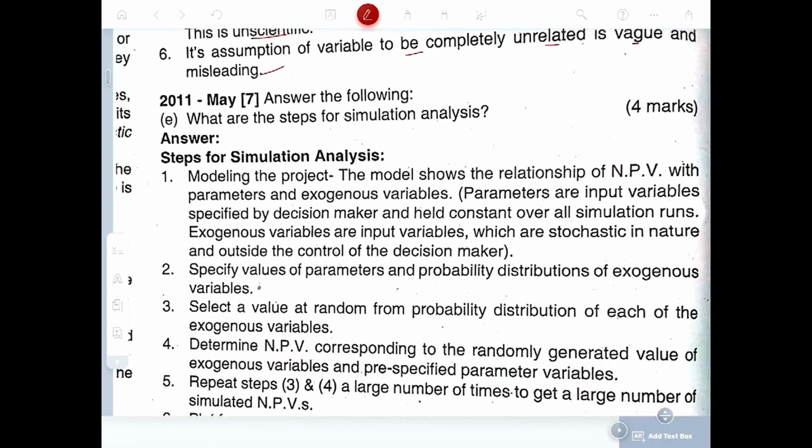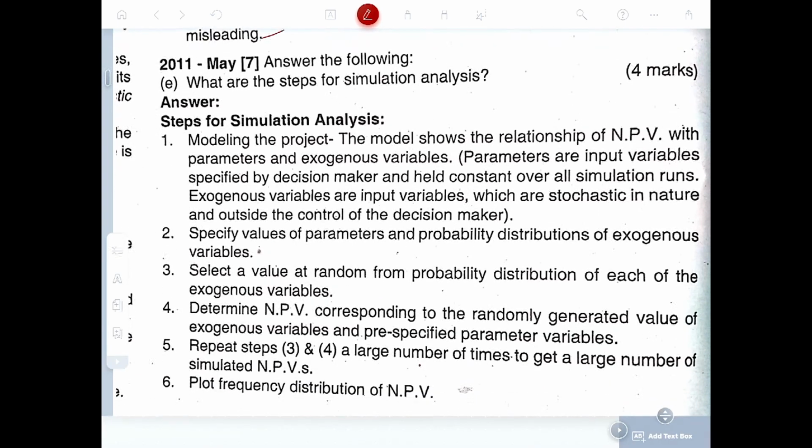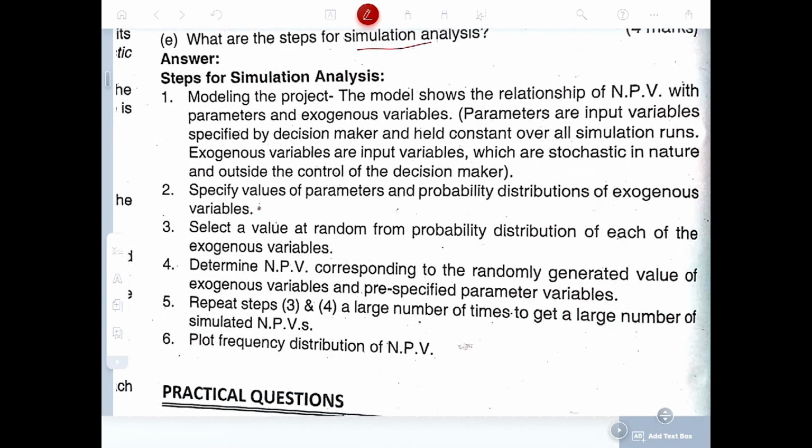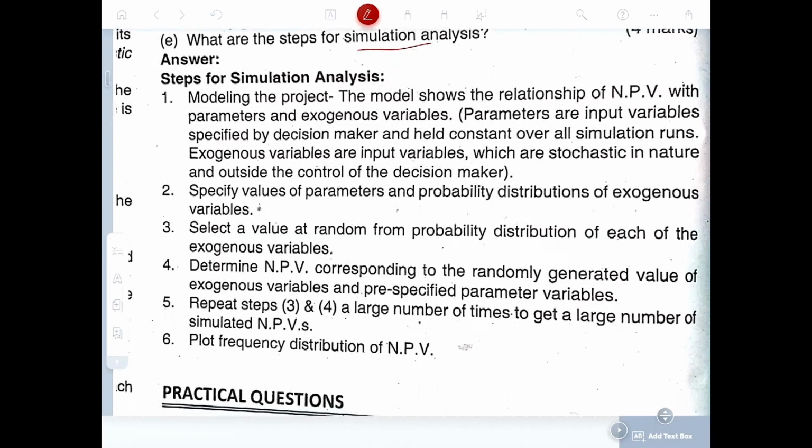This is what they say: 13 hours you need to work. Alright, steps of simulation analysis. The model of the project. The model shows the relationship of the net present value parameter on exogenous variables.